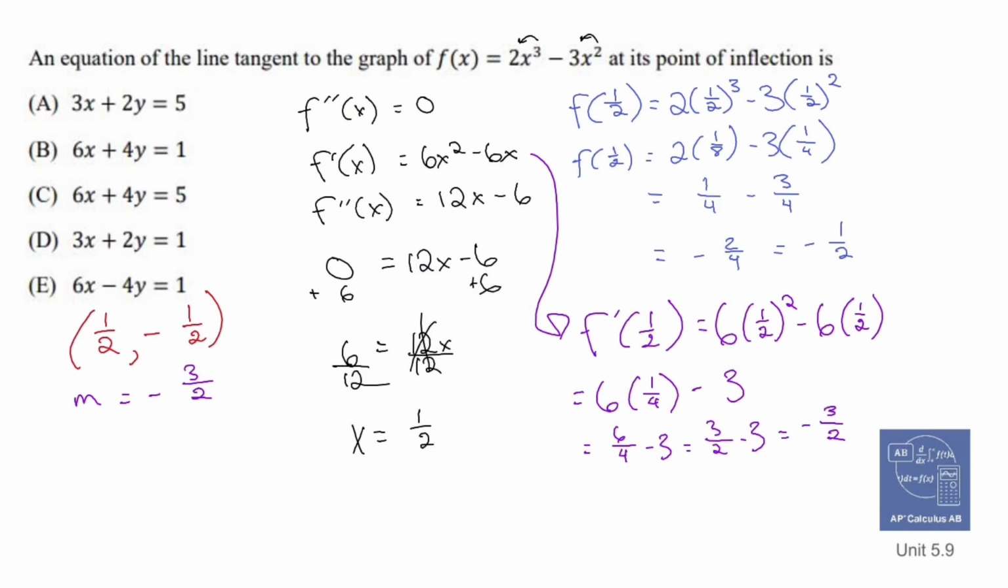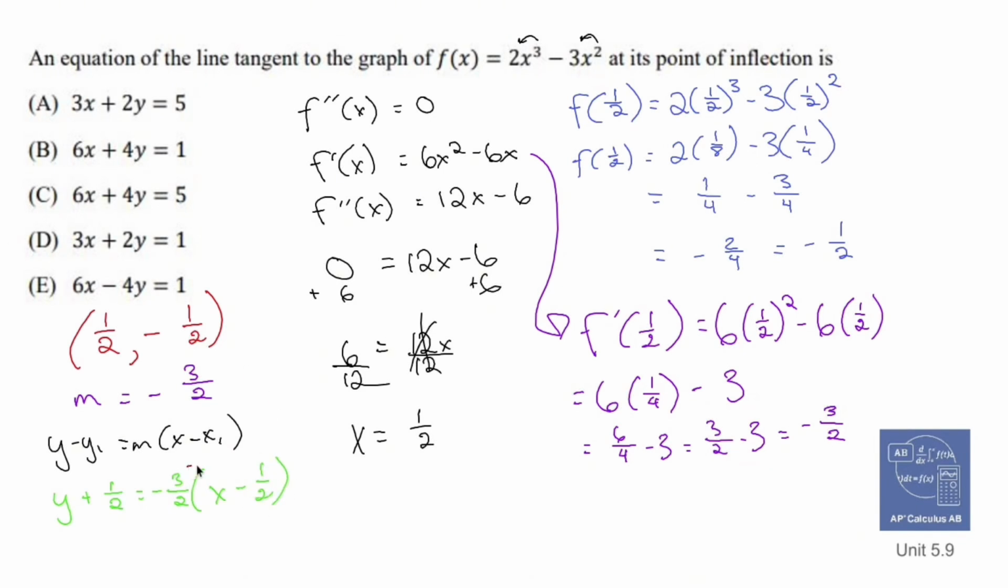So I guess what I'll do is I'll plug this into point slope form: y minus y sub 1 equals m times the quantity x minus x sub 1, and I'll turn that into standard form, which is what they want. So what color didn't I use yet? Green. Y minus, y sub 1 is negative a half, so minus negative means plus a half, equals m, which is negative 3 over 2, times the quantity x minus x sub 1, which is minus a half.